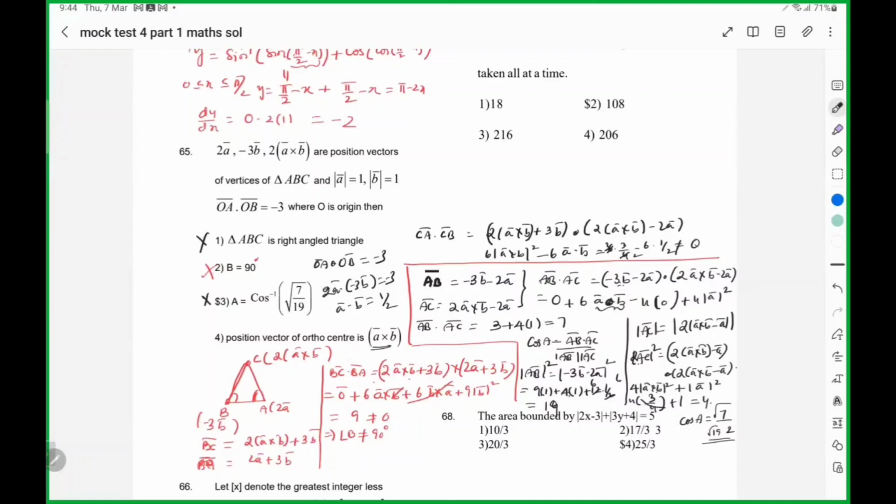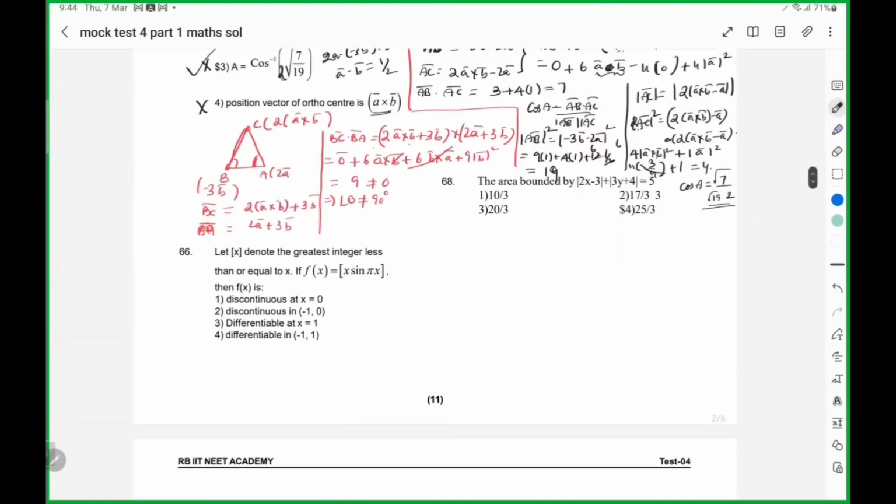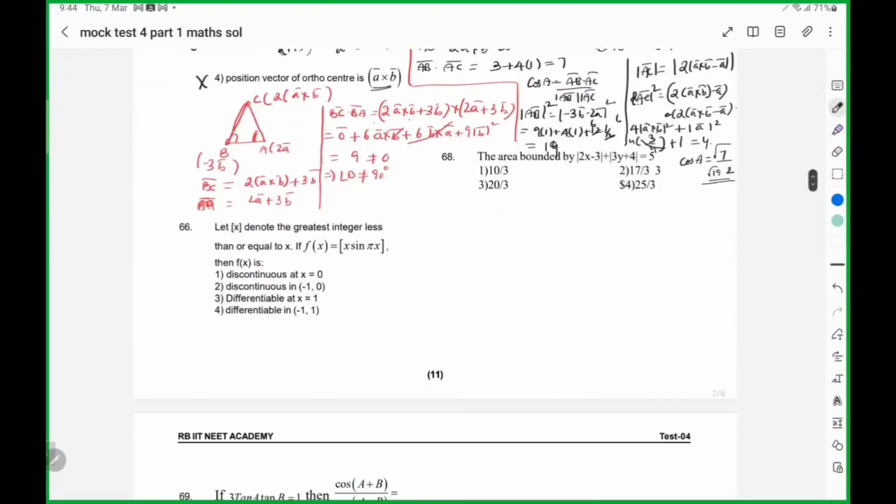So at this point also we checked it is not. So let us rectify this. It is 2 root 19. So the third option is correct. Here, the 66th question.